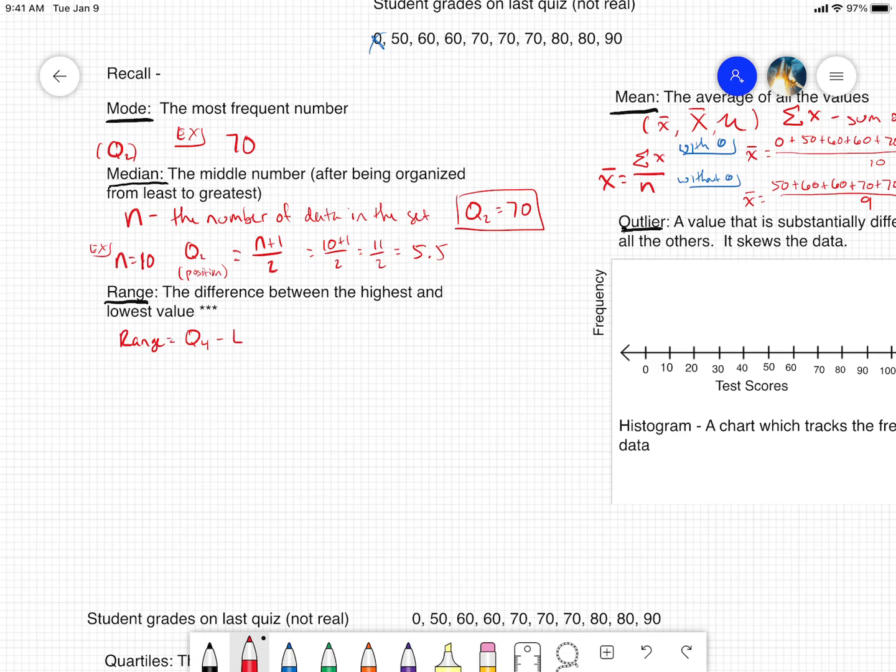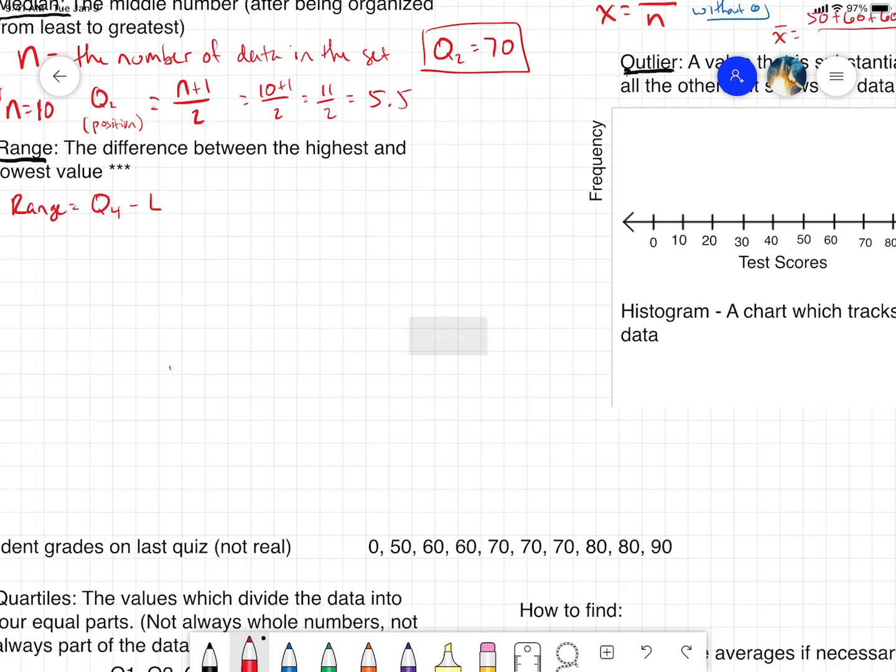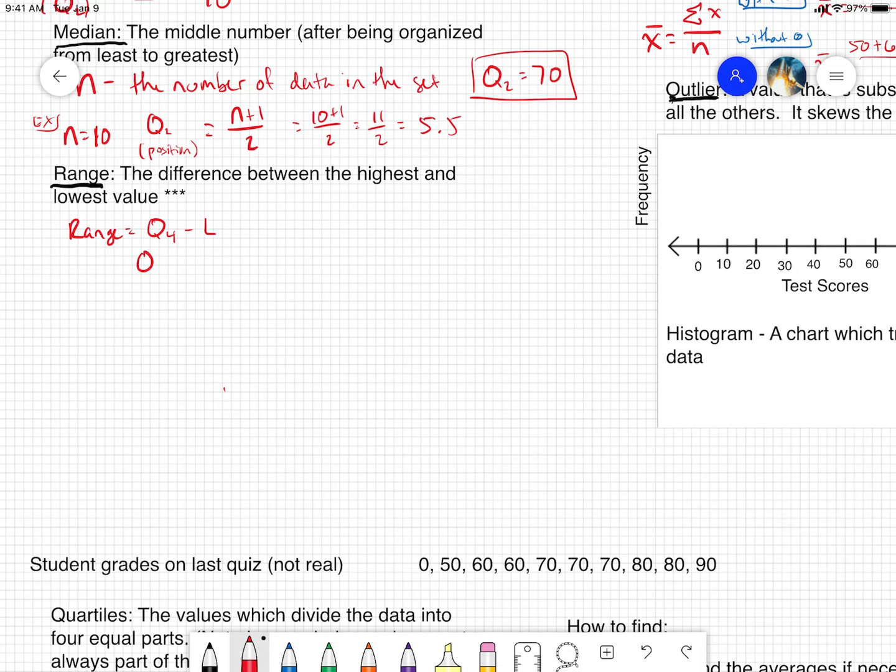Now, what is Q4? So we said Q2 is the median. Q4 is our maximum value in our data set. And Q0 is our minimum value in the data set. Okay?